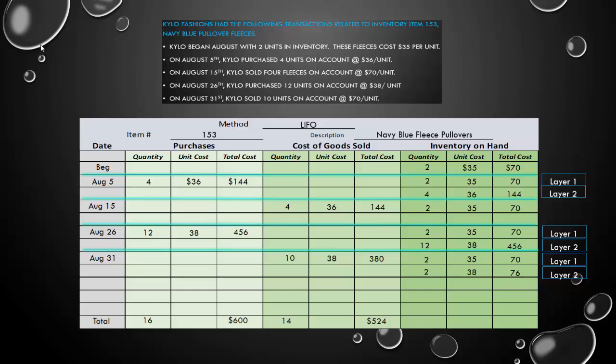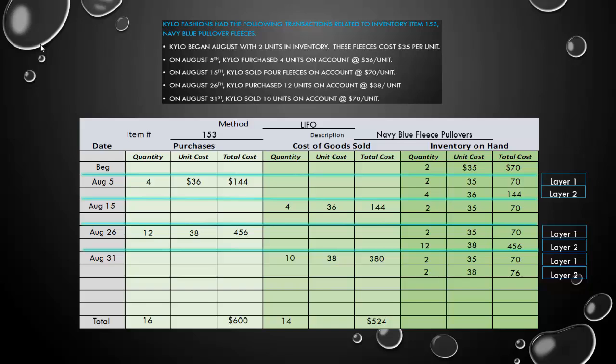And that's how it works for the purchases and cost of goods sold sections. You just add up the total of the column for your quantity and total cost in these two sections. For inventory on hand, however, you don't want to sum up the whole entire column because that doesn't represent what you have on hand at the end of the period.